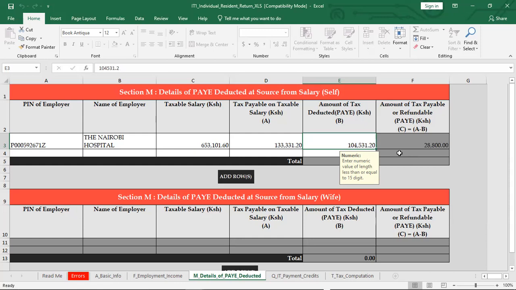I want us to go back to the P9. Are you seeing where the 28,800 is? Yes. So that is the personal relief. Every person is entitled to personal relief. Per month it is 2,400, per year it is 28,800. So kufikia hapo now, with that one you are done. Before we move, if you need any clarification, you can ask.